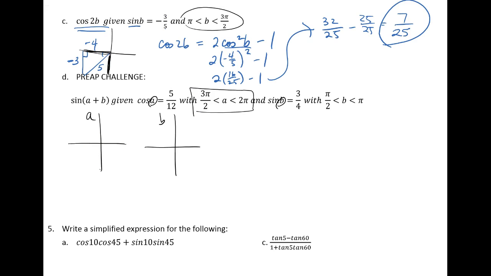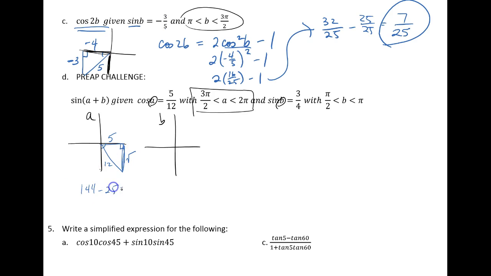So on this one, this is where I'm going to draw my little right triangle. Okay, and the cosine is 5 over 12, so it's 5 for the adjacent, 12 for the hypotenuse. Now, do you know what the third leg is going to be? I think it's going to be, I don't know. We're going to have to figure that out. It's the square root of something.